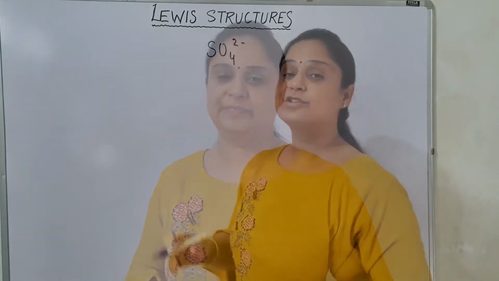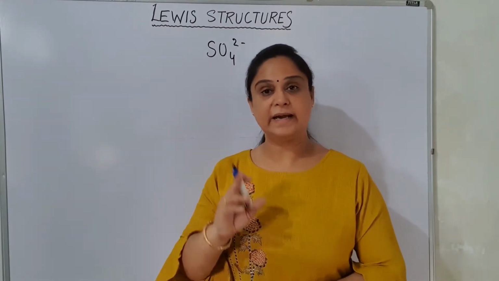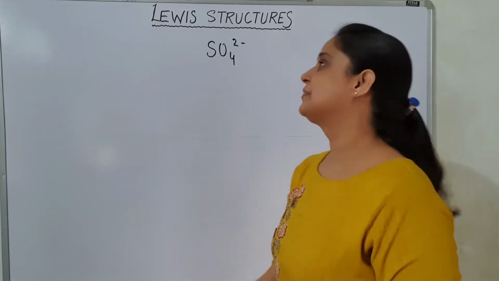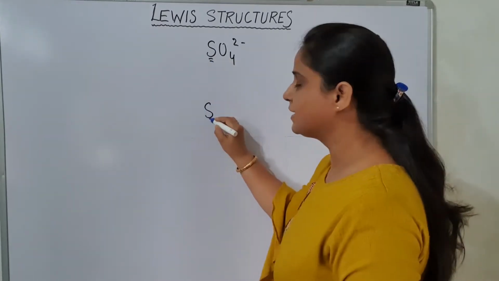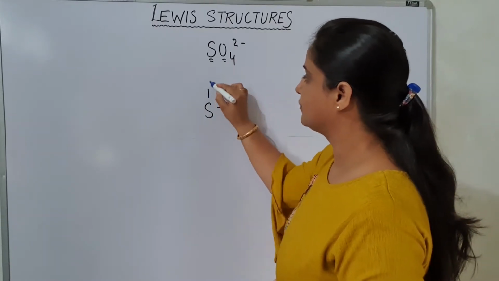So let's see. Here I am taking the sulfate ion. Let's make the structure of the sulfate ion and then I will let you know what is that rule which we are going to break. Okay. So this is sulfur. I am taking it at the center of the atom. Oxygen, I am connecting four of them to the sulfur.